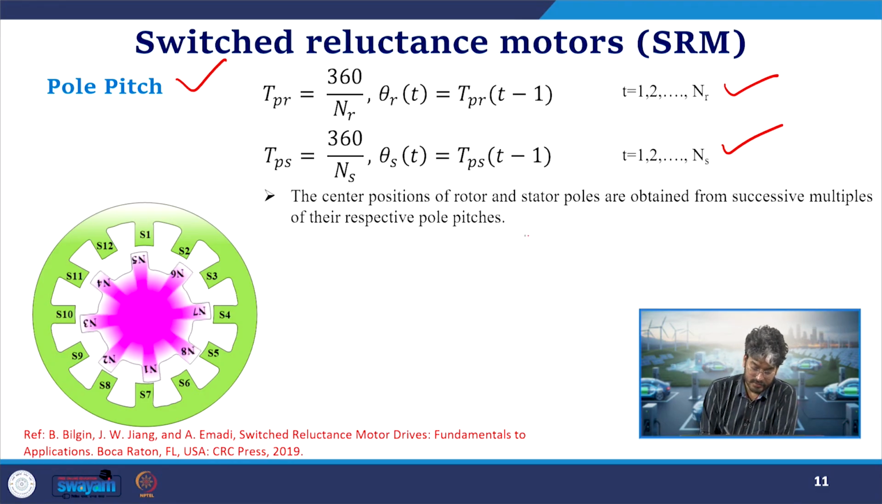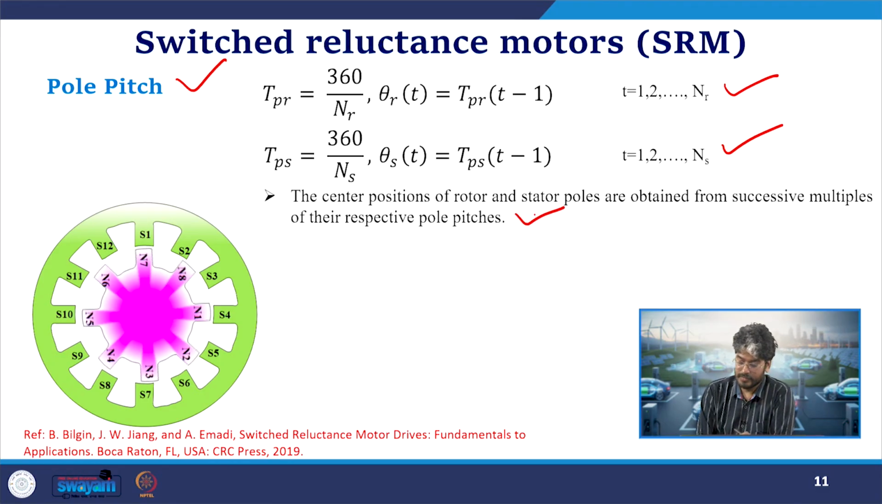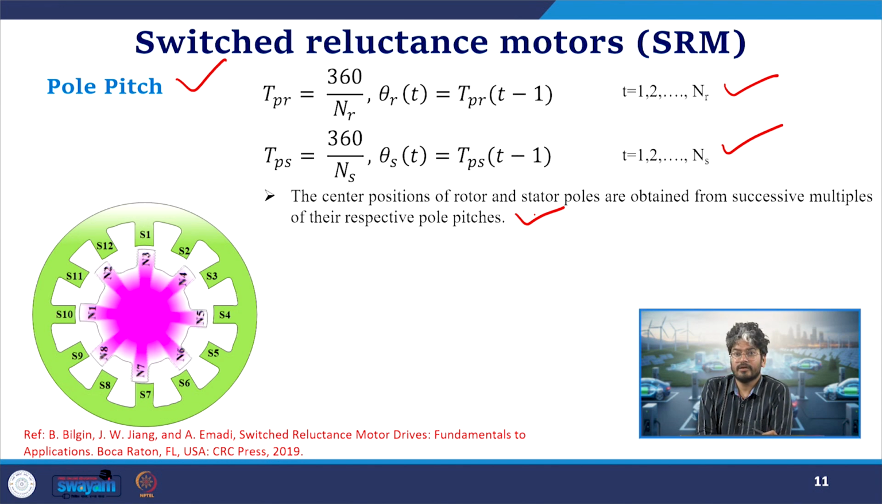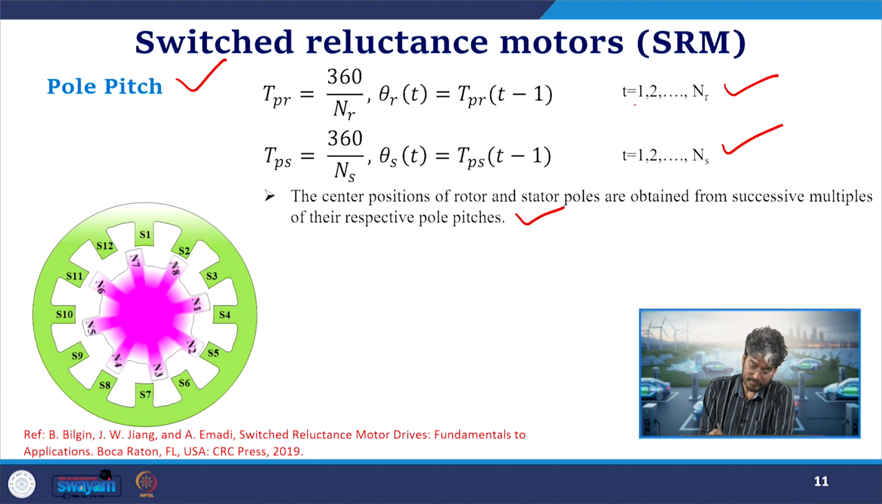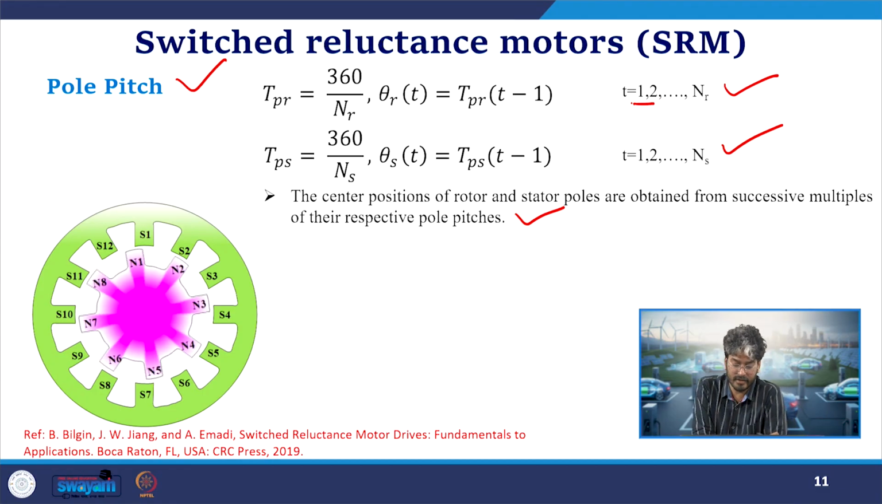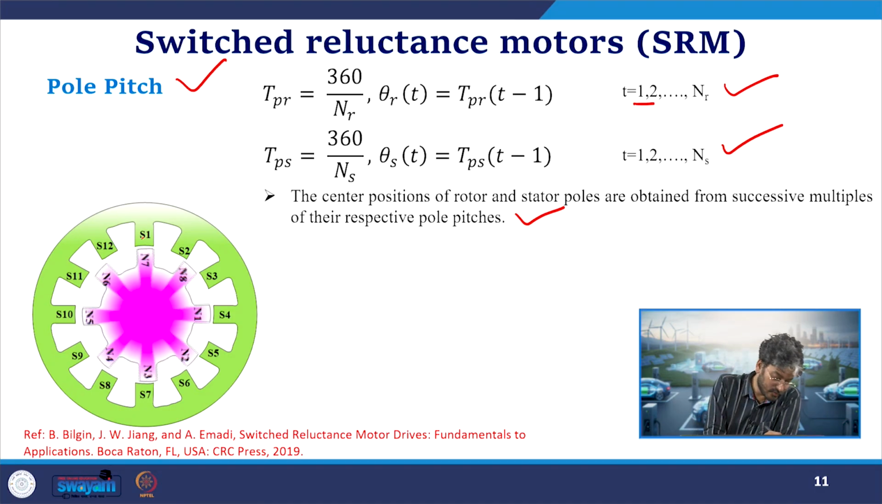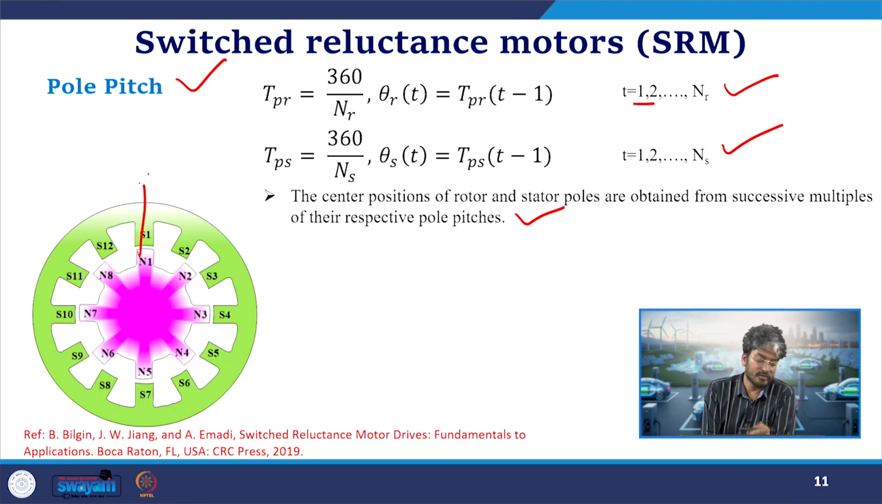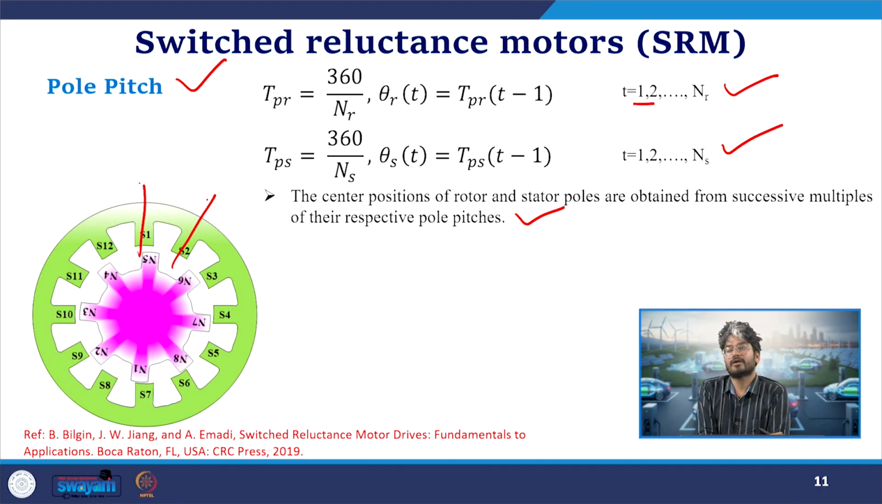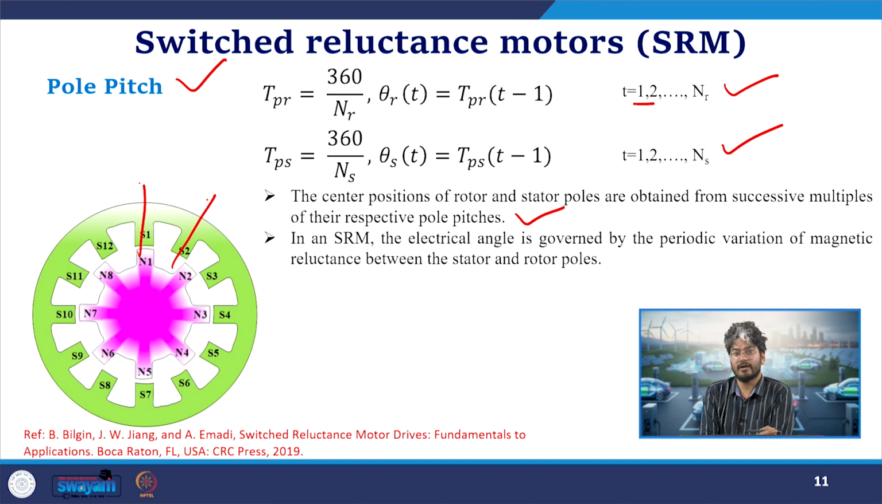The center positions of the rotor or the stator poles are obtained from successive multiples of their respective pole pitches. What is the meaning of that? Suppose I have identified the pole pitch by replacing the multiple with 1, then I have to replace it with 2 to find the next center, since we generally consider the center point as our reference. Just one pole pitch apart, I will have the center point of my next phase. That is the meaning of the pole pitch and how it will be used in the SRM.